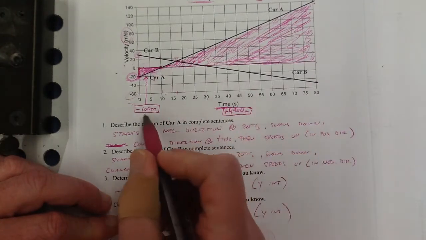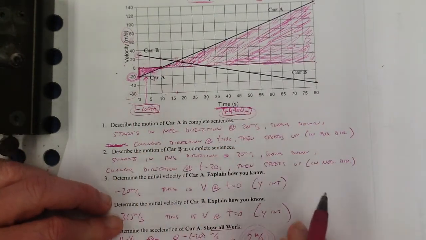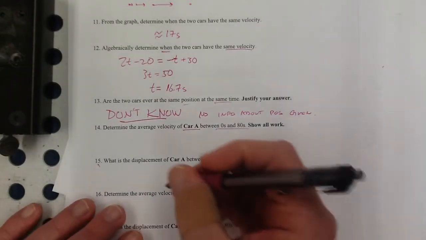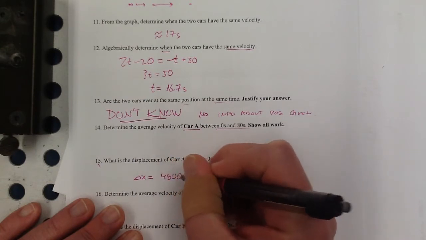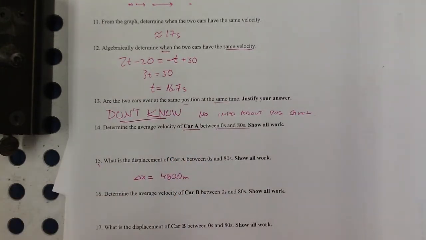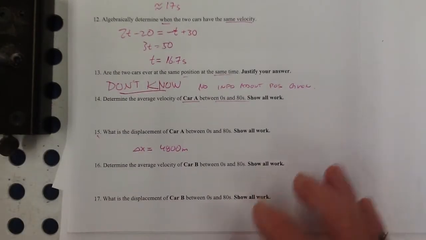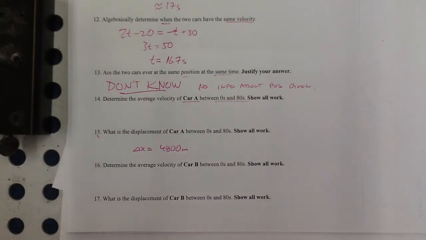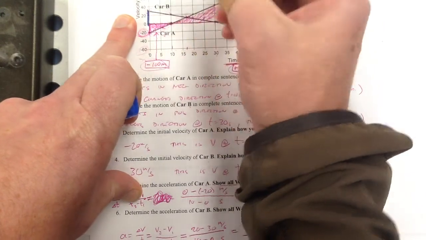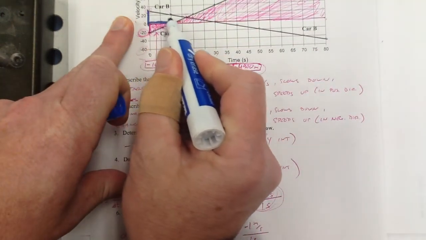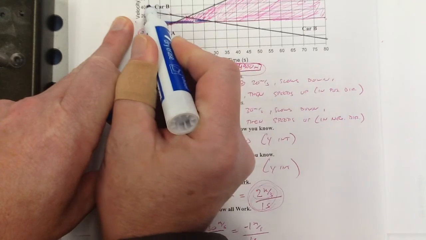So what's the displacement? Well, I got -100 and positive 4,900, so that is 4,800 meters. 4.8 kilometers if you want. What about unit conversions? All right, how about car B? Let's do that. I need a different color marker so I can make my triangles here. So here's the car B triangles.